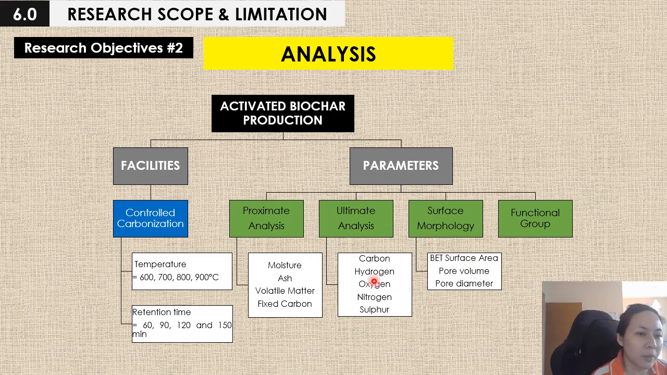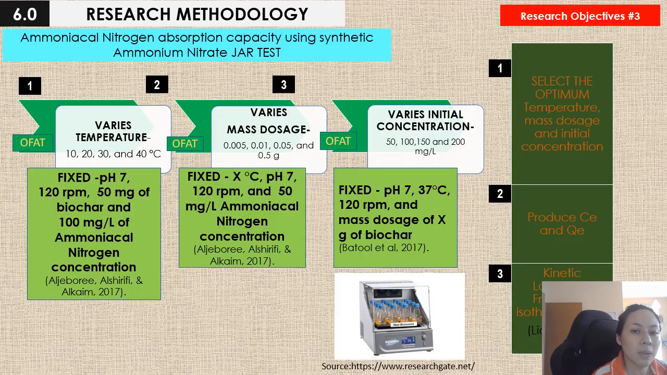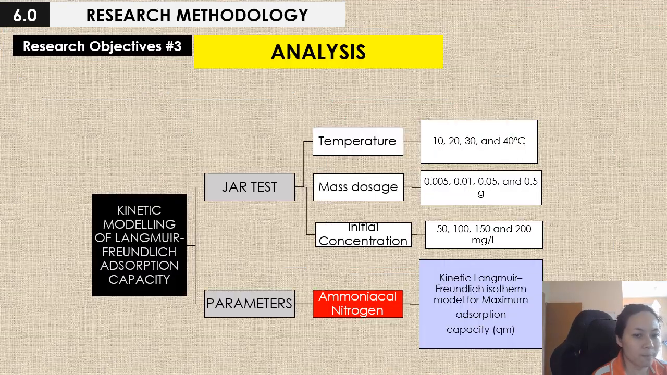Here are our parameters. We do proximate, ultimate, surface morphology, and functional group. And objective number 3 is for us to produce Ce and Qe for kinetic Langmuir isotherm modeling from the jar test, where we use OFAT, where we select the optimum temperature, mass dosage, and initial concentration.